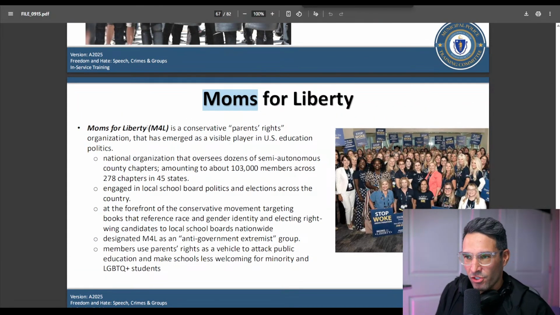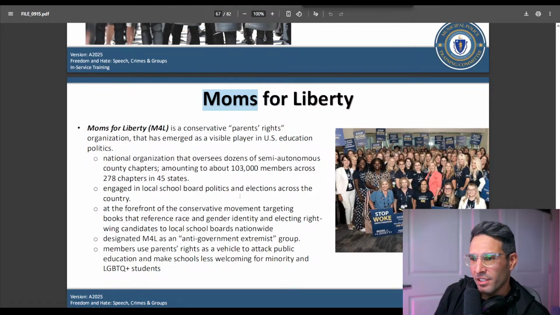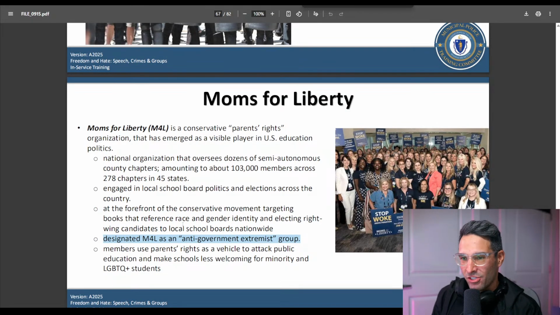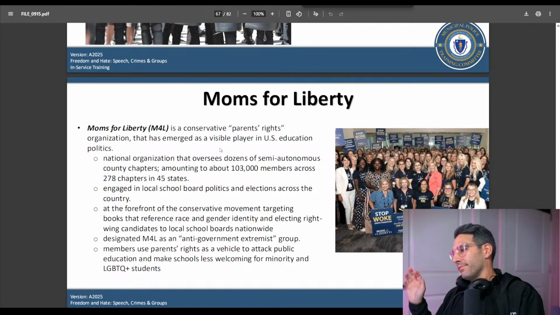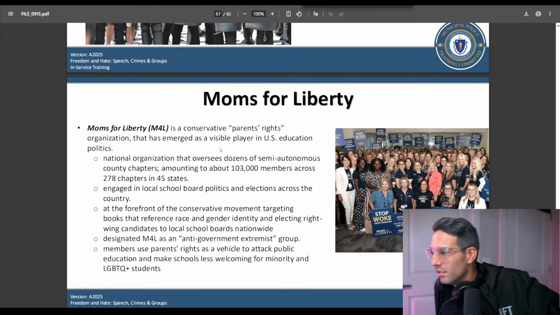Moms for Liberty, a conservative parents' rights organization that has emerged as visible players in U.S. education politics. Engaged in local school board politics and elections across the country. Designated Moms for Liberty as an anti-government extremist group. Members use parents' rights as a vehicle to attack public education and make schools less welcoming for minorities and LGBTQ plus students. Oh my God.